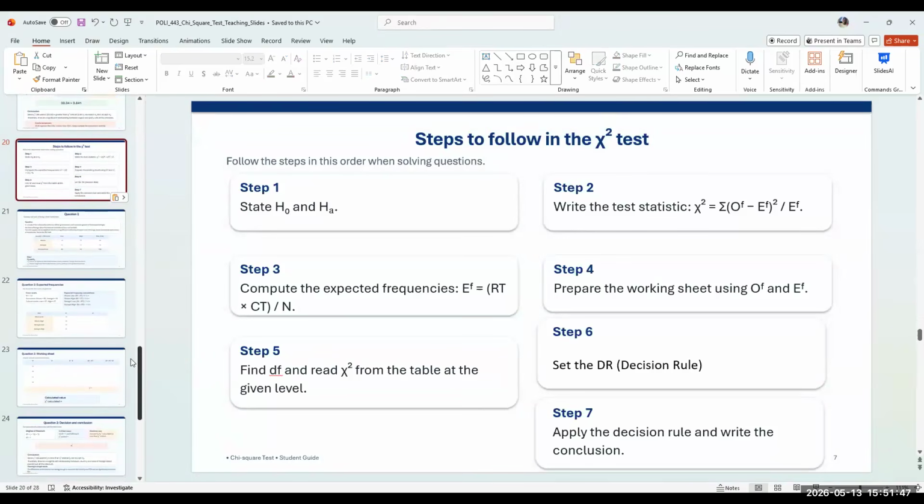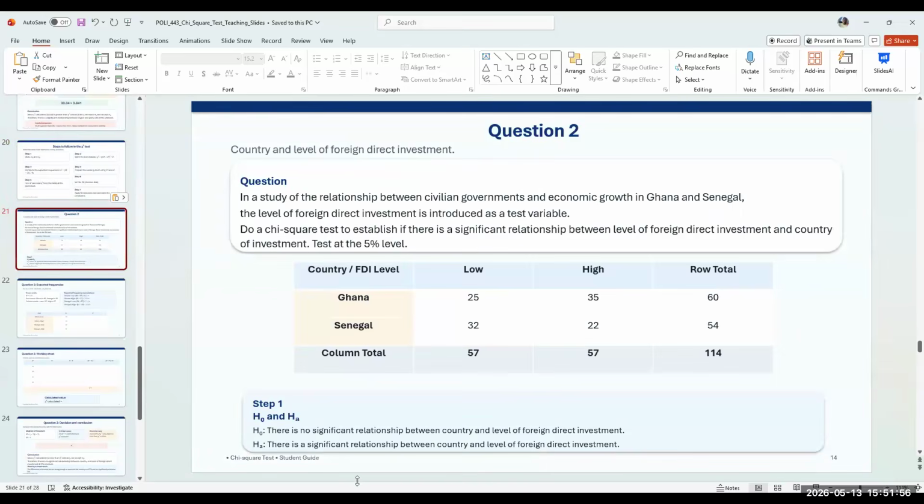The first step says that we should state H0 and HA, right? Good. So that's what you do, and you do that by using the variables you have been given. The variables I've been given here represent foreign direct investment and country. These are the variables. Foreign direct investment and country. Do you see them?